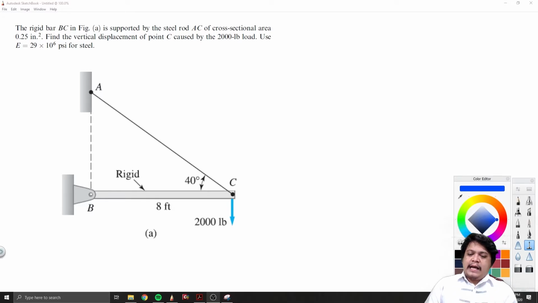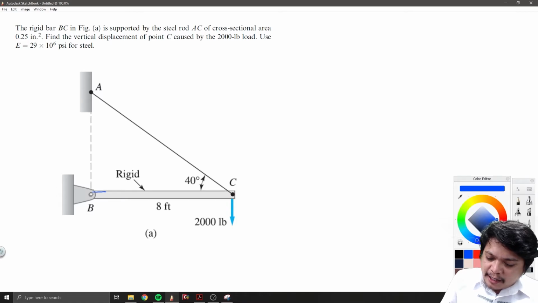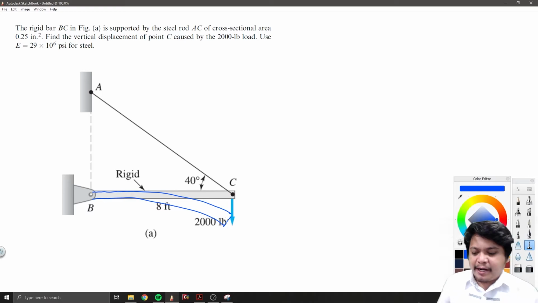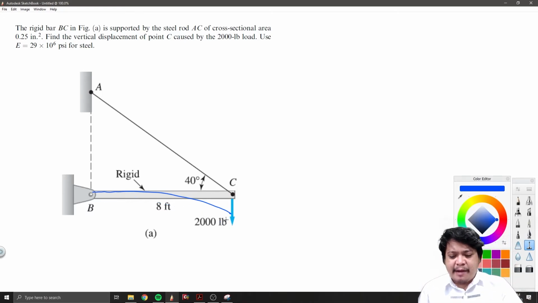Okay. Una, sinabi naman sa problem na rigid bar si BC. Okay, what does it mean? Kasi in reality, dapat yan, kung hindi siya rigid, may tendency na pati ito ma-deform. Lahat naman yan na-deform. Kaya lang, bakit sa problem or sa mechanics sinasabi na rigid bar? Rigid bar siya in a way na in comparison to the deformation ng AC.